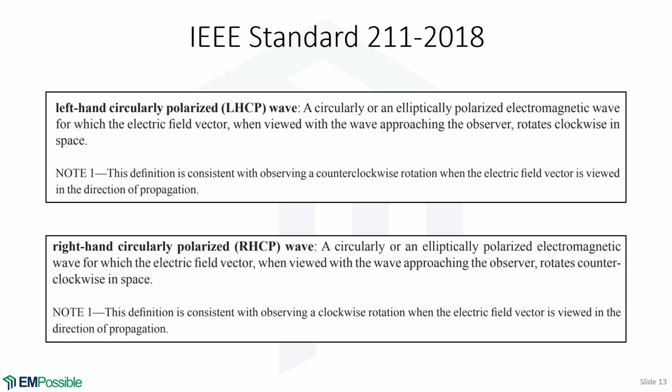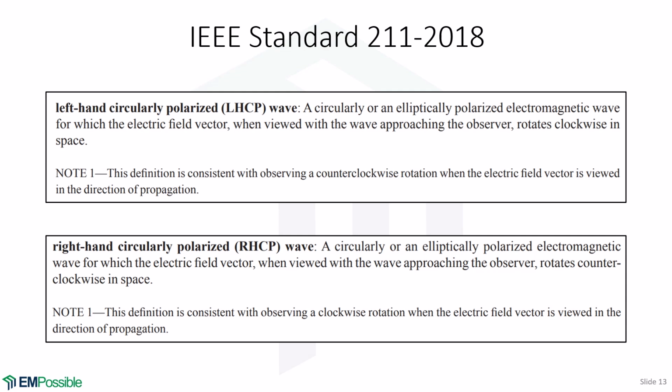A circularly or an elliptically polarized electromagnetic wave for which the electric field vector, when viewed from the wave approaching the observer, rotates clockwise in space. I'm not going to read the right-hand circularly polarized. It's the exact same definition, except it'll say rotating counterclockwise.